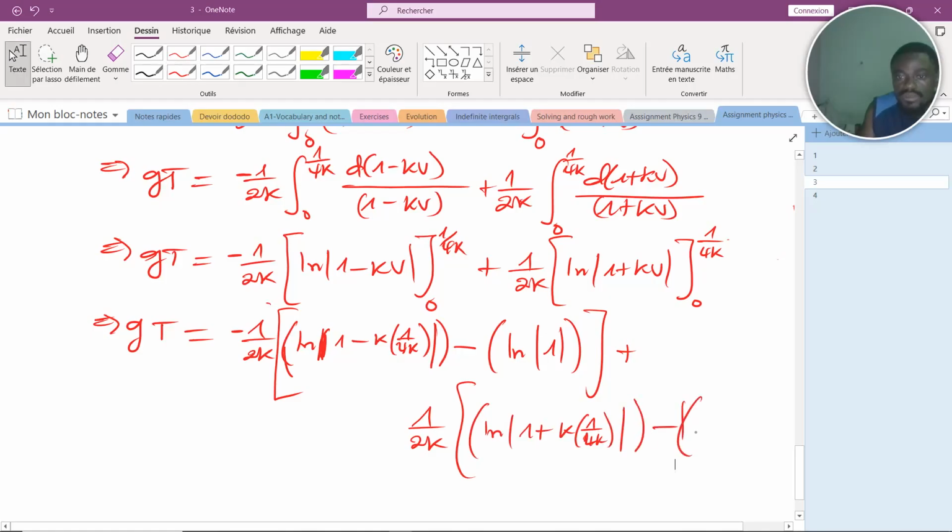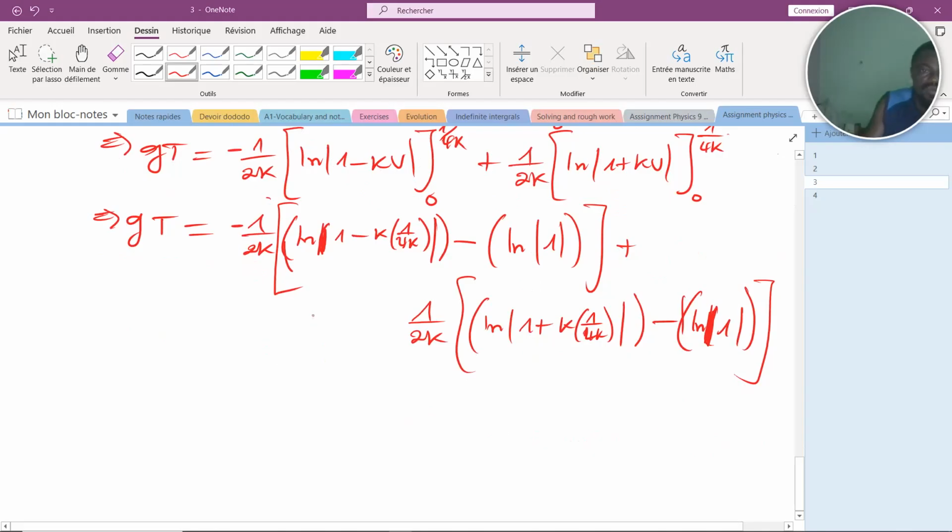Minus the lower bound, ln of what? We substitute ln of the absolute value. We substitute the lower bound. When we substitute 0 where there is v, there will be 1 remaining. So I will have ln of the absolute value of 1. I close this. Is that okay? Now, this gives 0, this will give 0, and this will also give 0. Is that okay? So I will have g capital T being equal to what?